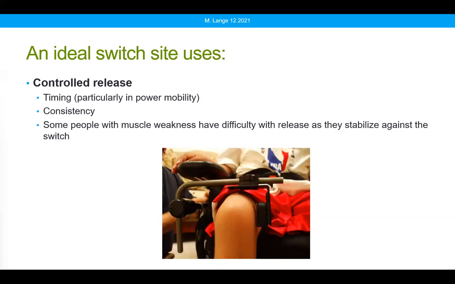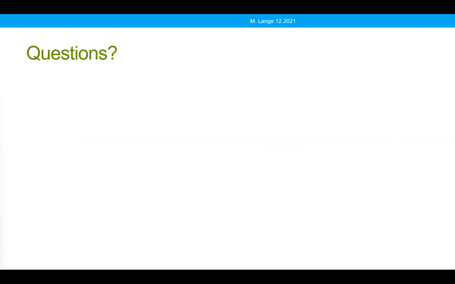So with someone who has muscle weakness, it's important to make sure they have adequate support within their seating system so they can really differentiate that movement from the rest of their body. They can free up that movement and not have difficulty with release. So if you're working with someone with muscle weakness, they have difficulty with release, know that it might be related to their positioning. They might need more support.